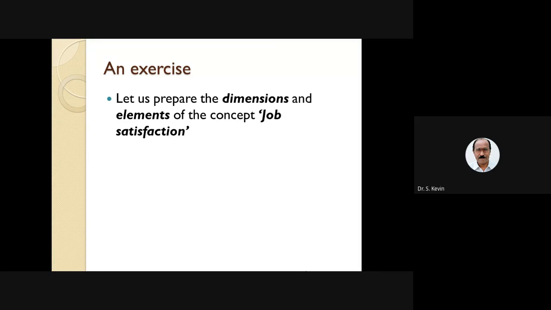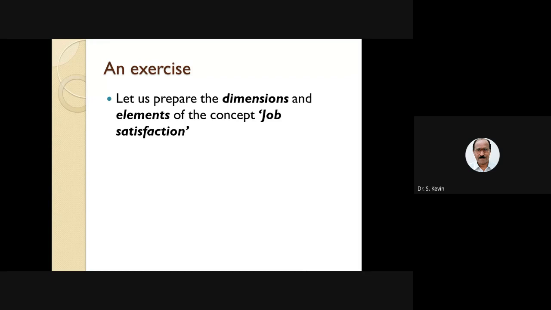Usually in an offline class, I do have a demonstration. In the class, we will prepare the dimensions and elements of the concept job satisfaction. So here, remember, what is your concept? Job satisfaction. That is a variable. In an HR study, one of the variables that we are studying is job satisfaction. It is a concept which is very broad. It includes many things, so those things can be subdivided into dimensions. The dimensions can again be subdivided into elements. How is it that we are going to see?